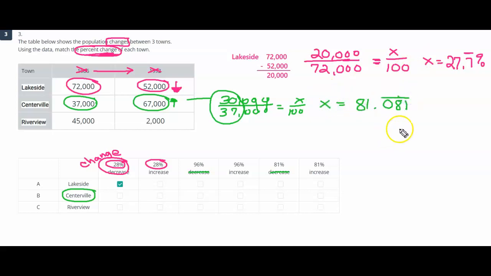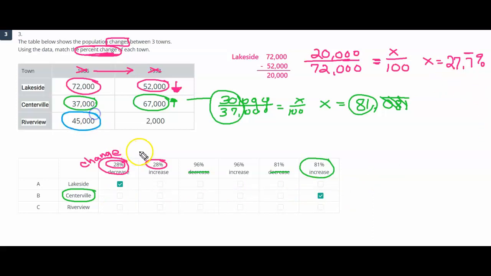The 81 is going to be repeating. And all we have to worry about is, even if you look down here, we can see that it rounds to what percent? 81%. And we already talked about it being an increase. So on Centerville, we're going to go ahead and check on 81% increase.